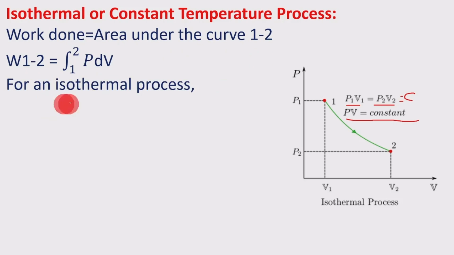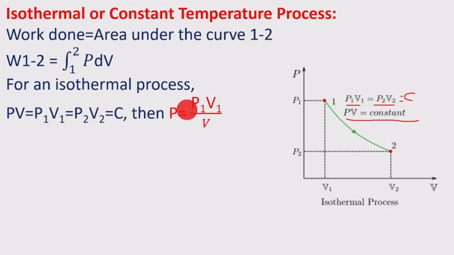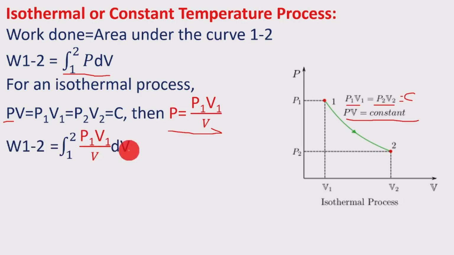Then for an isothermal process, how can you write it? We know that PV equal to P1V1 equal to P2V2 is equal to a constant C. Then P can be written as P1V1 by V. If you substitute this P value in the work done expression, then after the integration we are going to get the work done. After substituting, we are going to get W1-2 is equal to integration 1 to 2 of P1V1 by V into dV.